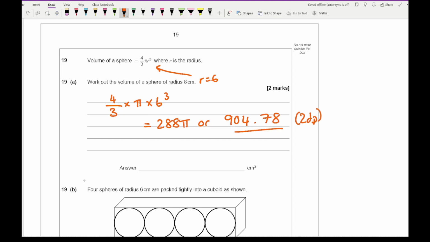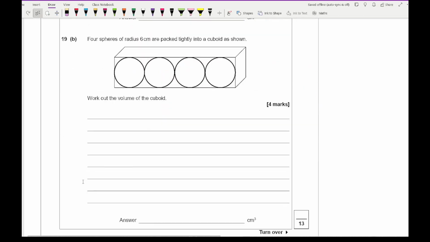So either of those 2 answers would be absolutely fine, or if you wanted to give it to 1 decimal place, that will also be accepted. It'll just be 904.8. Moving on to question 19b, it says 4 spheres of radius 6 centimeters are packed tightly into a cuboid as shown.